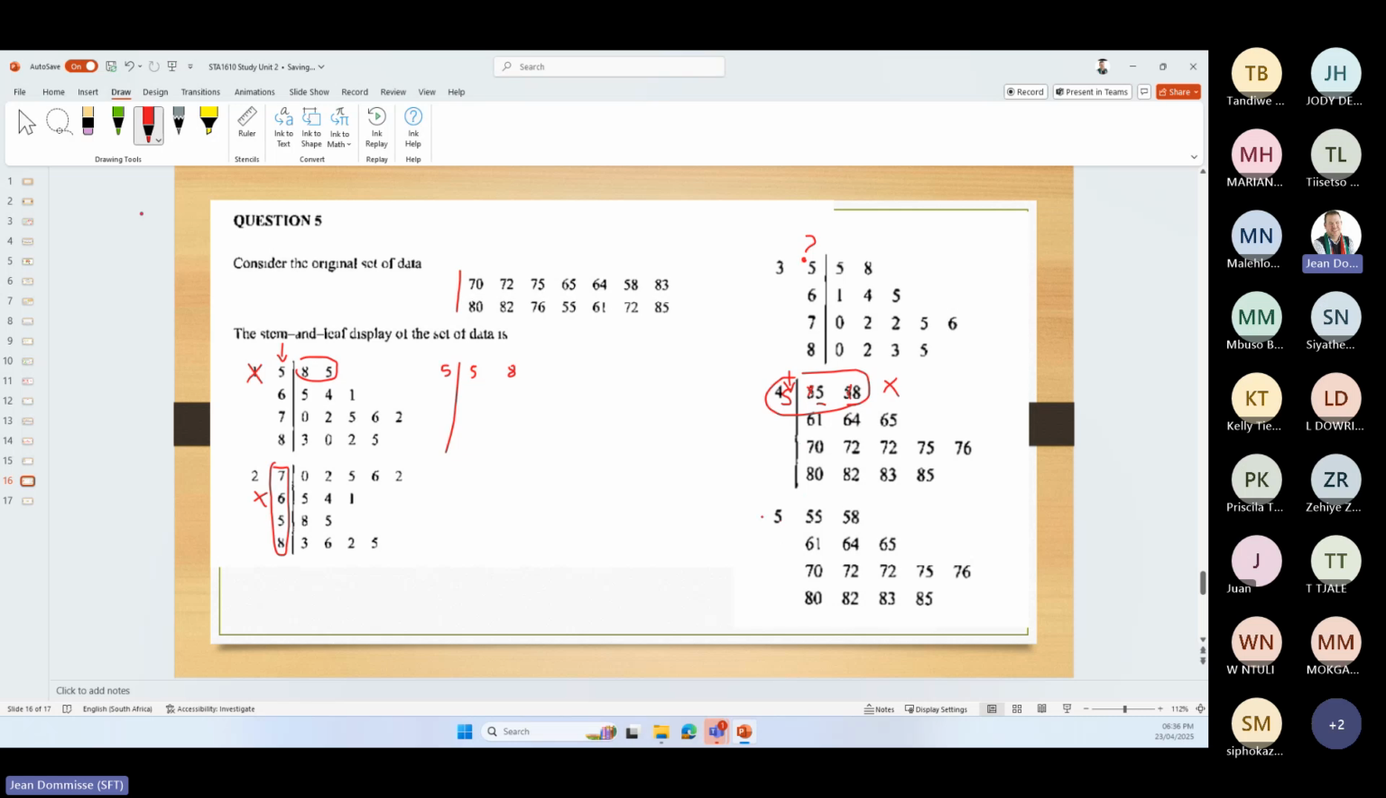And then if I look at option 5, very similar to option 4, there's nothing added to it. So option 5 is also wrong. So we only have option 3 that's left, but let's look at it. So the smallest number was 55. Okay, so there's 55.